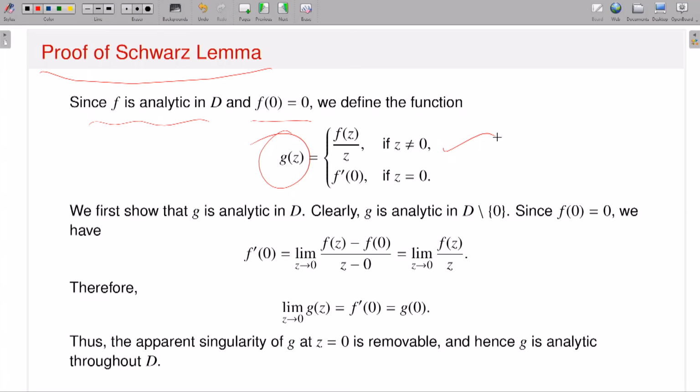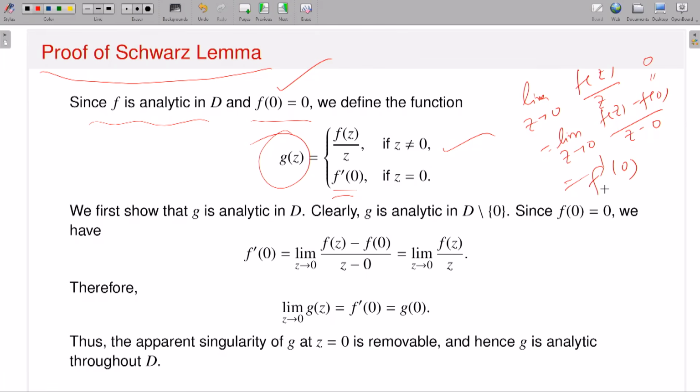And now what is this? f is analytic, that means f is differentiable at the point 0. Then I am saying that at z equal to 0, the value should be f'(0), because if I calculate the limit as z approaches 0 of f(z) by z, what is that? This is the limit as z approaches 0 of (f(z) minus f(0)) divided by (z minus 0), because I am assuming f(0) is equal to 0, right? And this is the definition of the derivative of f at the point 0. So this is f'(0). Since f is analytic on D, it is differentiable at the point 0. So at 0, I am defining g to be f'(0), and if z is non-zero, I am defining g to be f(z) by z.